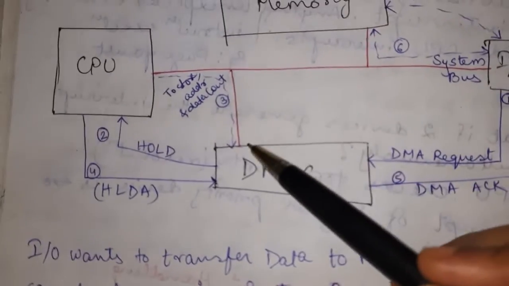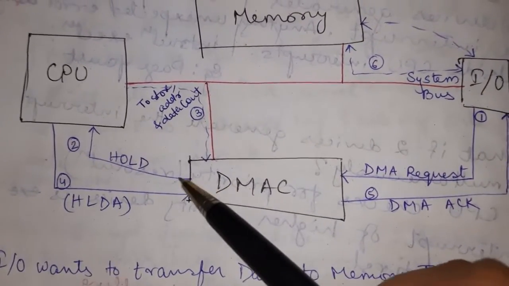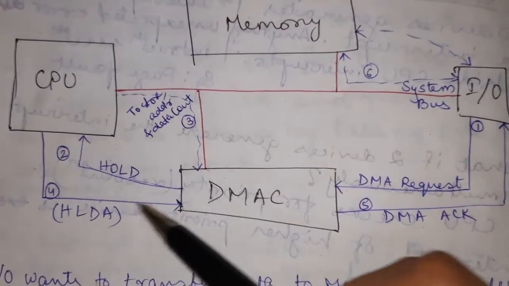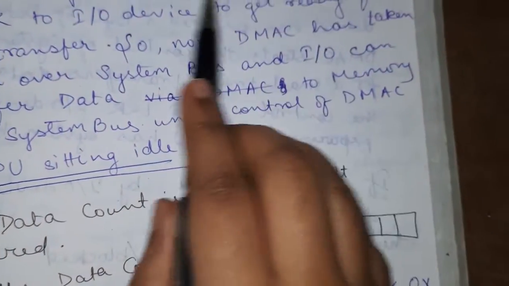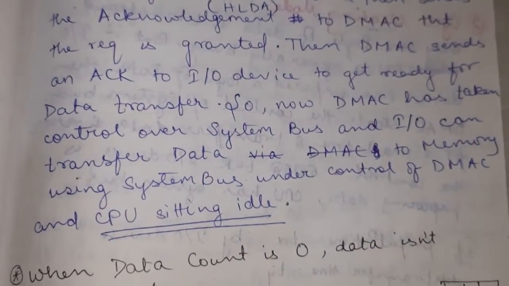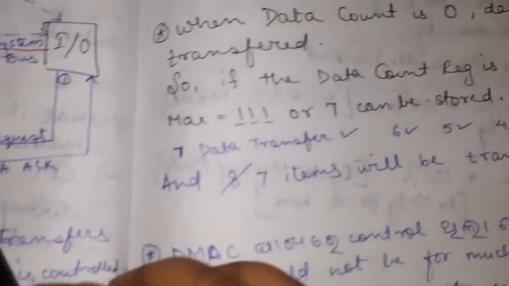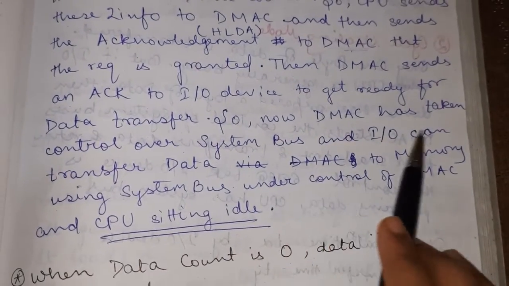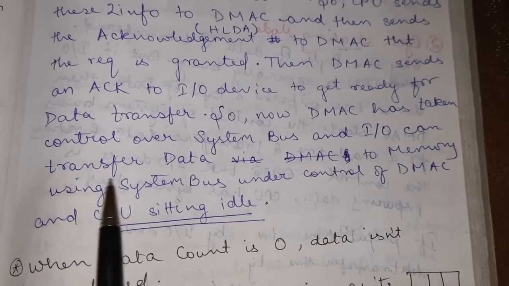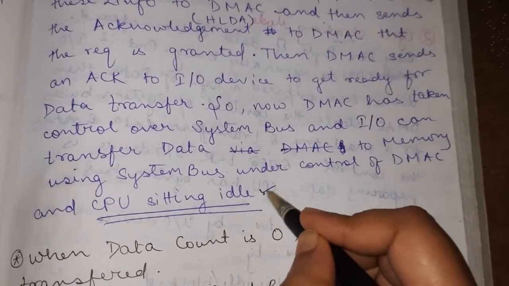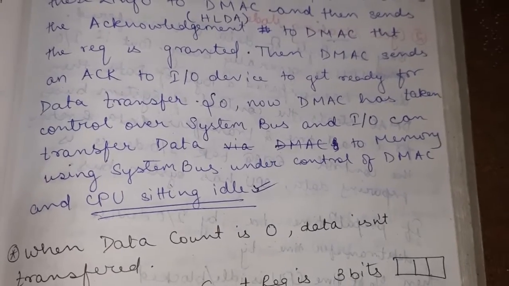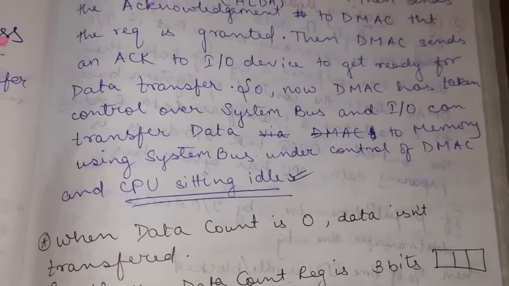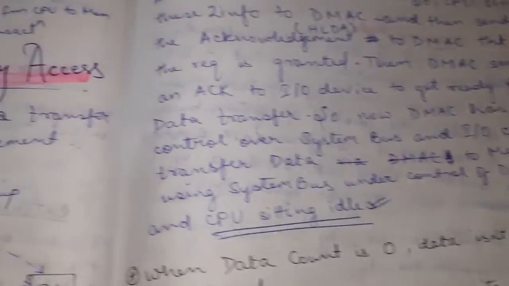From the figure we can see that DMAC, the DMA chip, sends the hold signal to the CPU. The HLDA signal is sent from the CPU to DMAC. The DMAC sends an acknowledgement to the IO devices, this one, step 5, to get ready for data transfer. So now DMAC has taken control over the system bus and IO can transfer data, and the CPU will sit idle. While all this is going on, how can the teacher teach? Students are not concentrating, right? So the CPU is sitting idle during DMA.